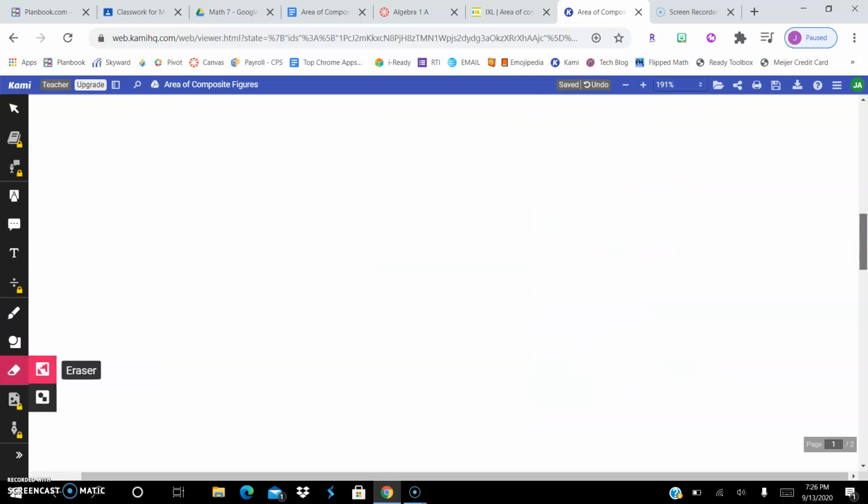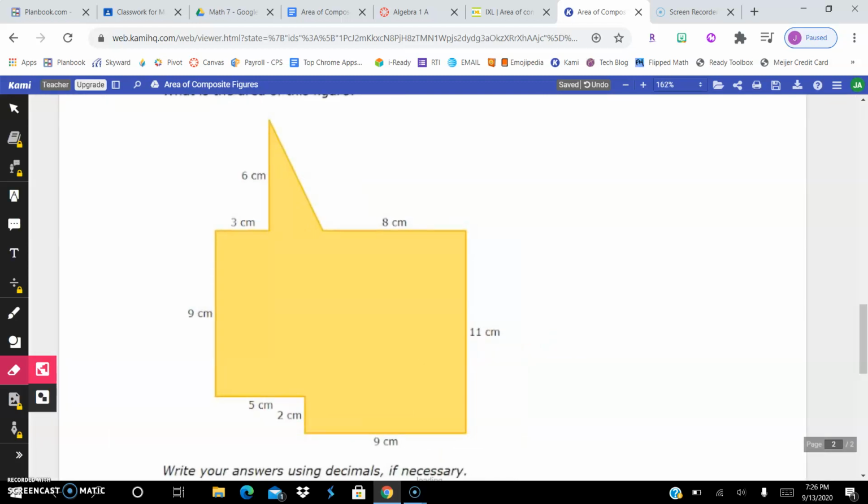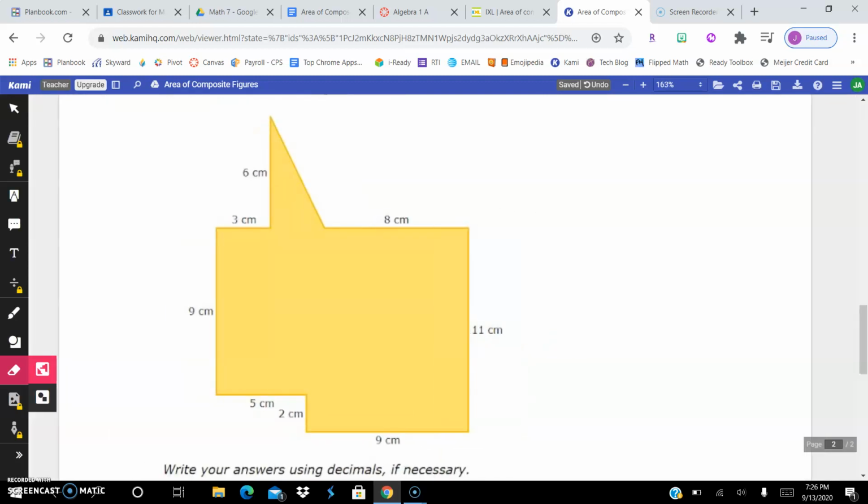Okay, so now for a little more complicated shape here, we're going to have this guy that has a triangle involved. So just looking at this, I want to cut that triangle off the top. And if I do that, I probably want to cut right here and cut this little rectangle off the bottom. So that little guy at the bottom is 2 by 9. So he has an area of 18.